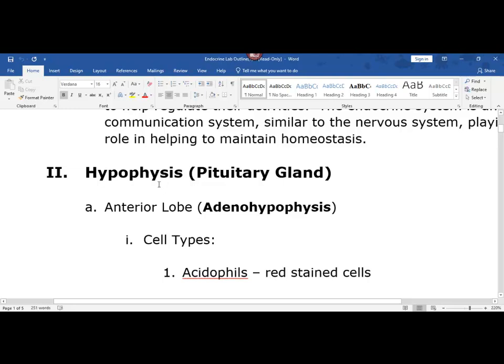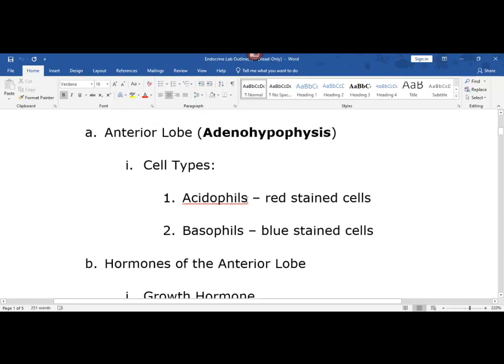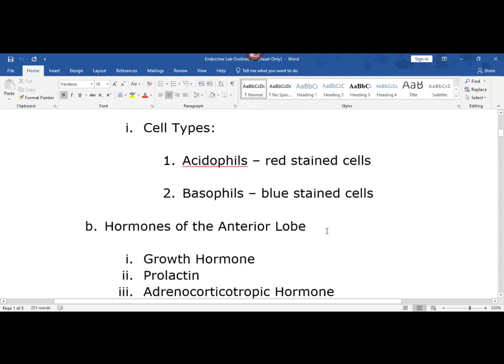All right, so we did the hypophysis or pituitary gland. Well, we did the front part. The anterior lobe showed you that, acidophils, basophils. Now, like I said, we have a really good slide for that. You can definitely see the reds and blues on that last slide. That's the one that I would use.